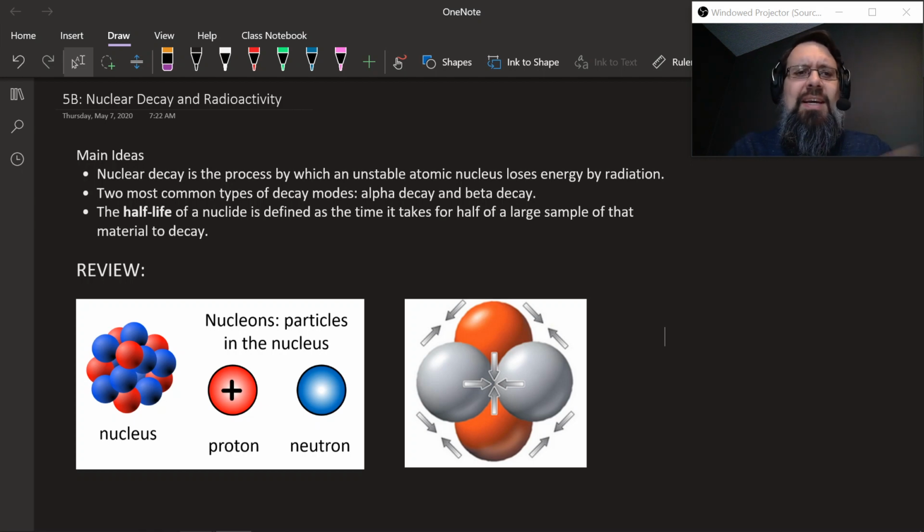The second idea is that the two most common types of nuclear decay, or radioactive decay, are alpha decay and beta decay. And that's the main focus of what I'll be teaching you today: alpha and beta decay. And then lastly, I want to talk to you about radioactive half-life, which is defined as the time it takes for half of a large sample of that material to decay.